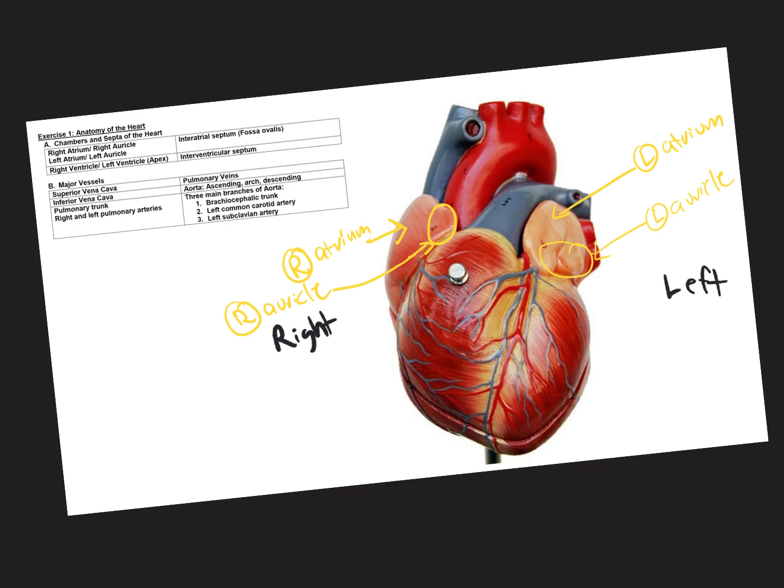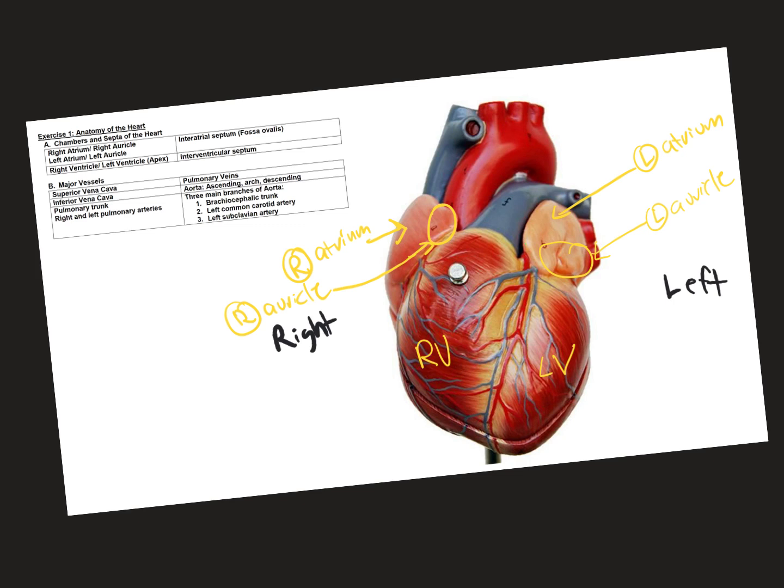Our ventricles are our more muscular part of the heart. So here would be the interventricular septum. That would make this the right ventricle, and this portion of the heart the left ventricle. Next, let's look at our major vessels of the heart.